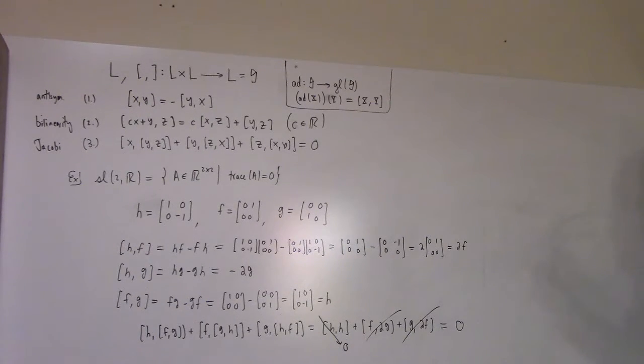So there you go. SL2, a set of traceless 2 by 2 real matrices, is in fact a Lie algebra in the abstract sense.